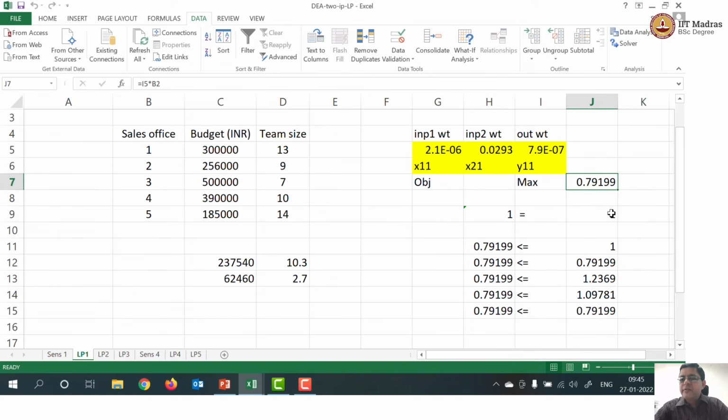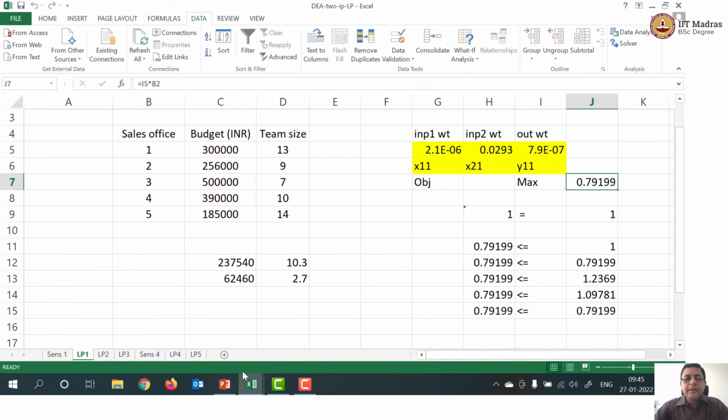Think of this as efficiency because the denominator is 1. We have already normalized the denominator to 1, so whatever the value of the numerator is, that is the value of the efficiency. So now we are saying that with my best efforts, with correctly assigning the input weights and output weights, sales office 1 is able to achieve only an efficiency of 0.79, about 0.8. So clearly sales office 1 is not an efficient DMU. Makes sense, right?